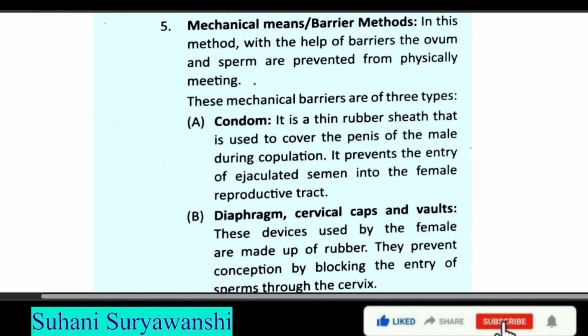Mechanical method or barrier method. In this method, with the help of barriers, the ovum and sperm are prevented from physically meeting. The mechanical barriers are of the following types. Condom. It is a thin rubber sheet that is used to cover the penis of the male during copulation. It prevents the entry of ejaculated semen into the female reproductive tract.